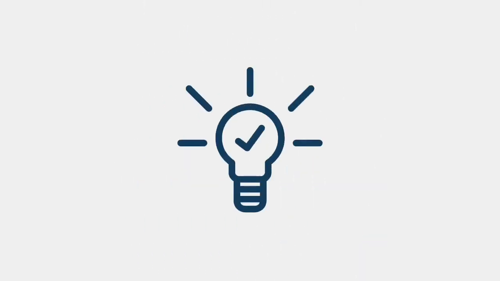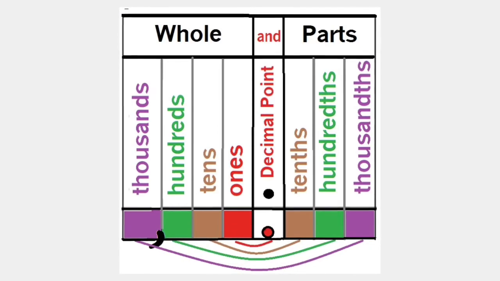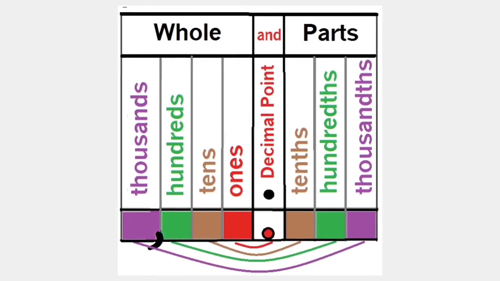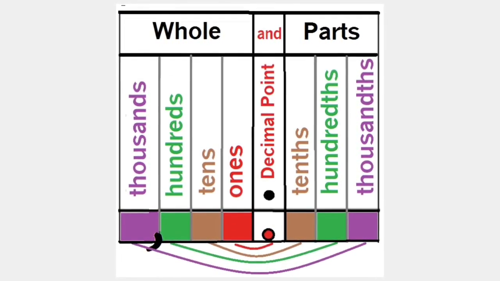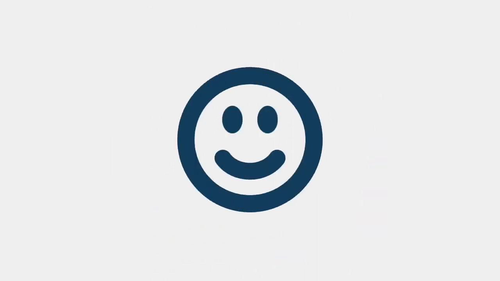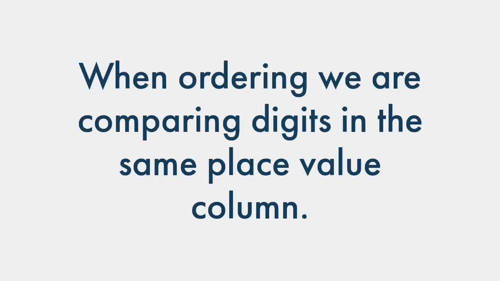And now we look at decimal place value. After the decimal point, your place value has tenths, hundredths and thousandths. When we order decimal numbers, there are lots of similarities to when we order whole numbers. So let's see if you can spot them. When we are ordering numbers or decimal numbers, we are basically comparing digits in the same place value columns.